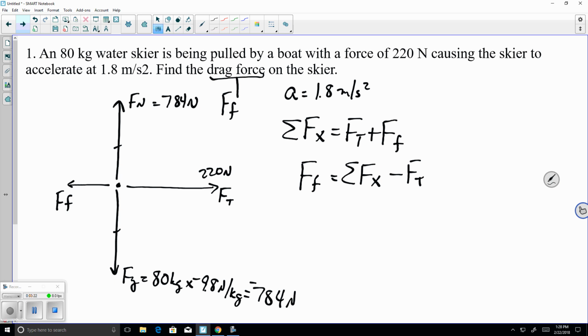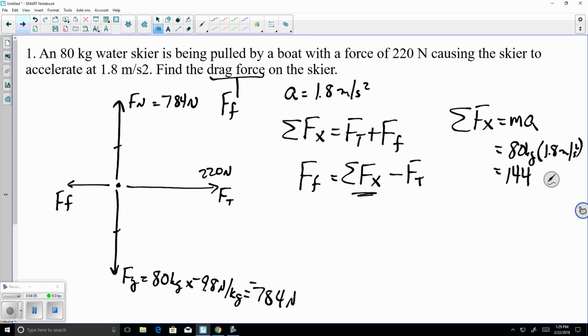All right, so I'm good there, except I don't know this value. So I need to calculate that. So let's do that over here, because the other thing that the sum of forces is equal to is mass times acceleration. And I do have both of those. Mass is 80 kilograms, and acceleration is 1.8 meters per second squared. And that's going to give me a sum of forces in the x direction of 144 newtons. So when I add Ft and Ff together, they add up to 144.